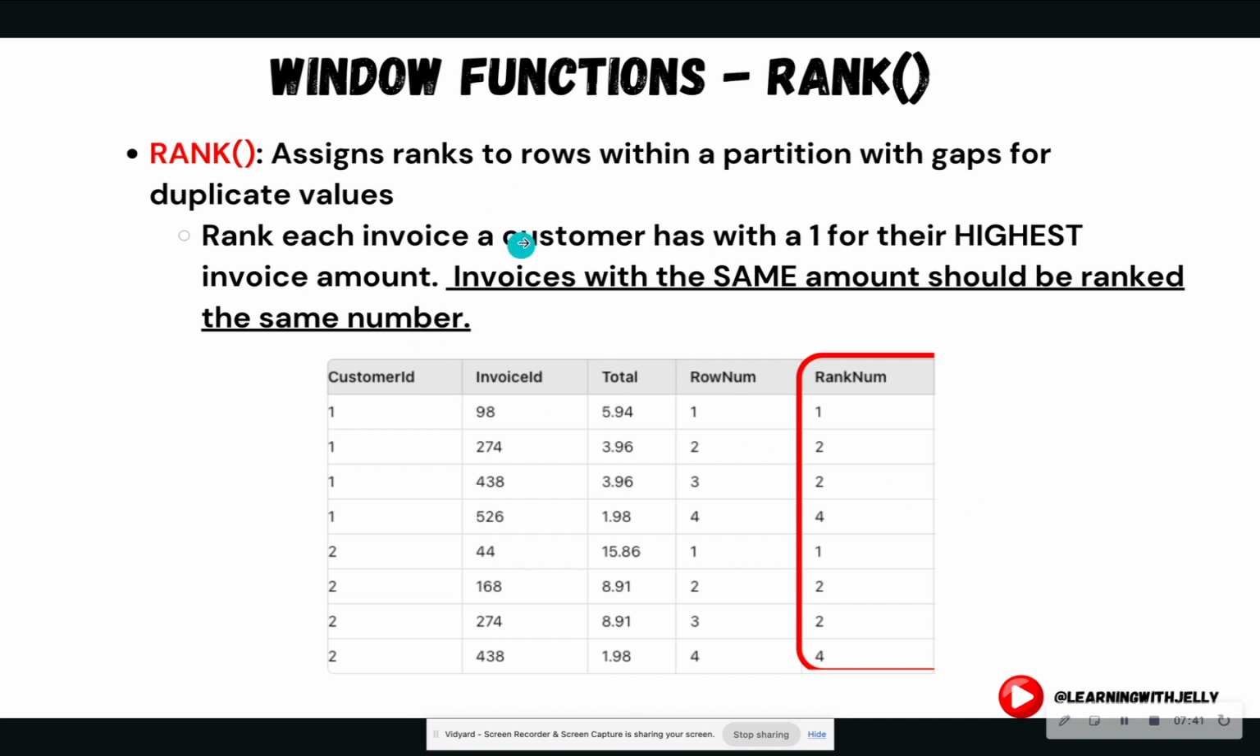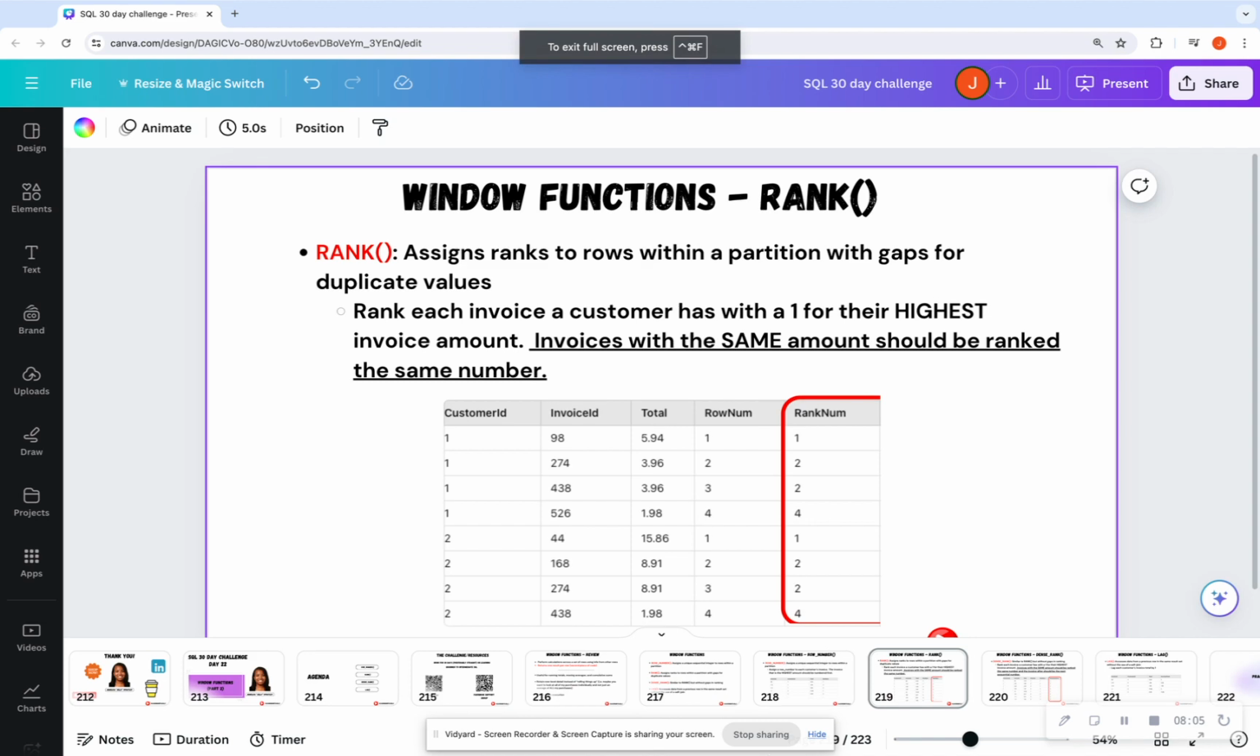So when we're thinking about the use case here, we're ranking each invoice a customer has with a 1 for their highest invoice amount. So what we just did. However, invoices that have the same amount should be ranked the same number. And you can kind of look at a comparison here between what row number will give you versus what rank will give you. So let's hop right back into SQLite Studio.